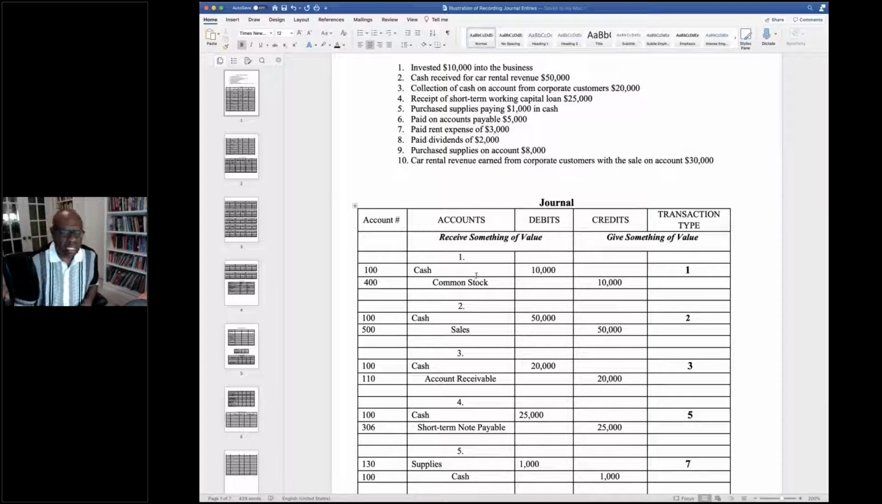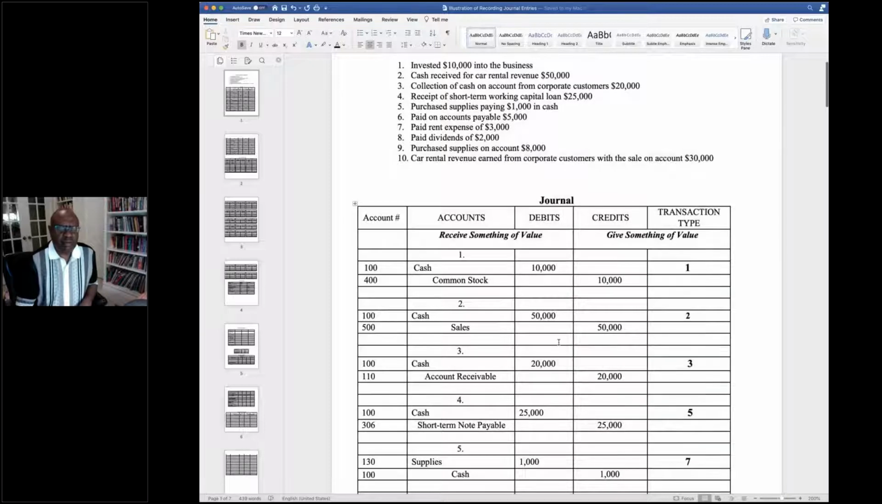So in this first transaction, we invested $10,000 in the company. The company received $10,000 in cash. It gave out in value the $10,000 in common stock. So the shareholders now have the stock certificates for $10,000. So something was given in value and something was received in value. We gave common stock, we received cash.